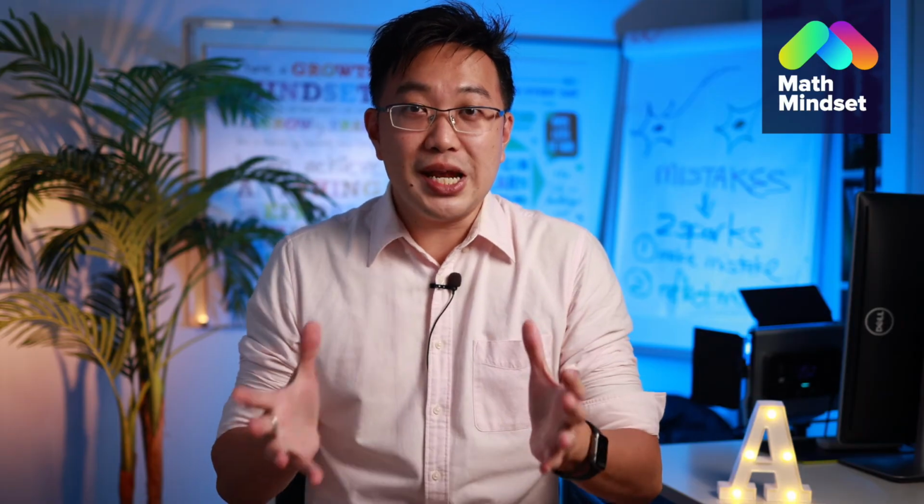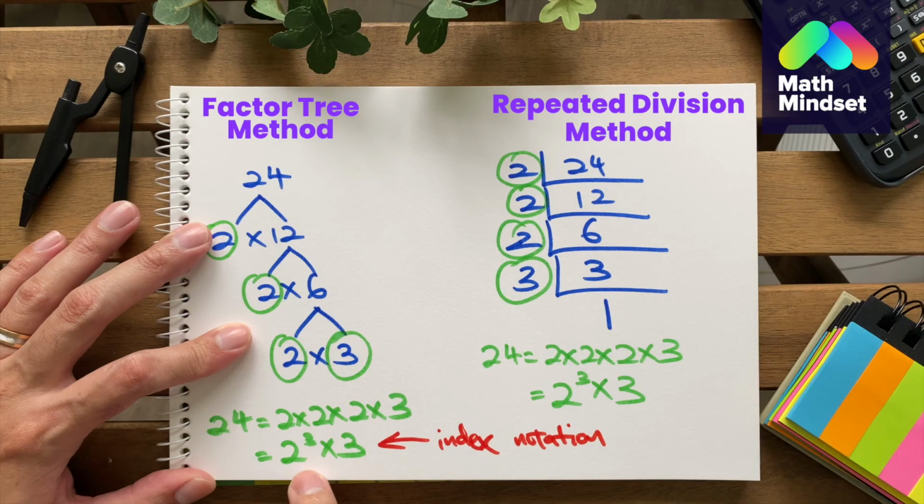So now, we realize that regardless of what method we use, whether it's the factor tree or repeated division method, we will arrive at the same answer. You use whichever method is most comfortable for you.